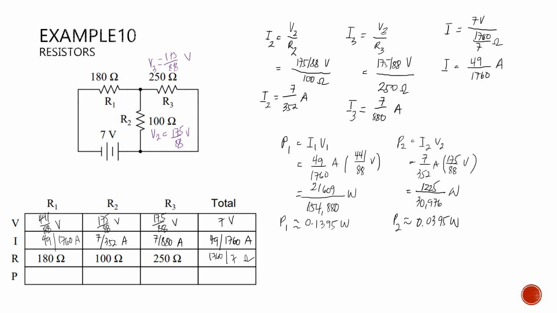And then for P3, that's I3 times V3, so 7 over 880 times 175 over 88 is 245 over 15,488 watts, or in decimal form, that's 0.0158.